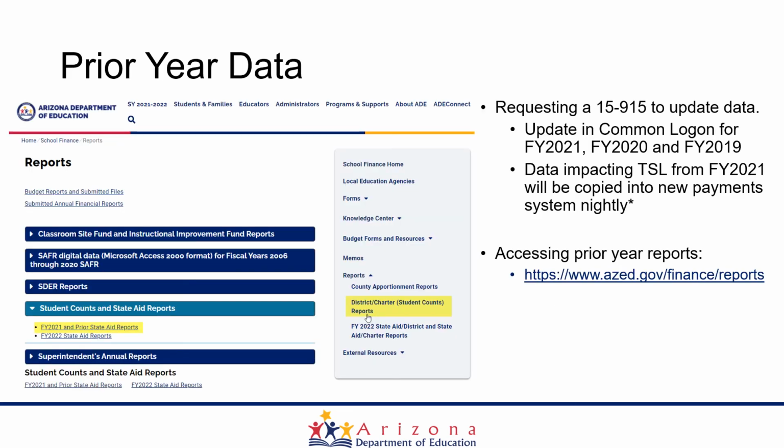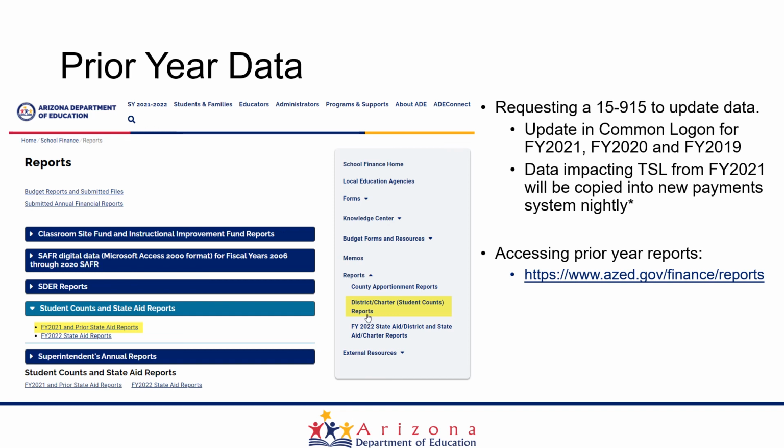Prior year data. It is important to note that if prior year data, such as vehicle inventory or route information, should need to be corrected, you will need to request a 15915 to update the data in Common Logon for fiscal years 21, 20, and 19. As far as route information, for data that specifically impacts transportation support level for fiscal year 22, this information will be copied over into the new payment system nightly.